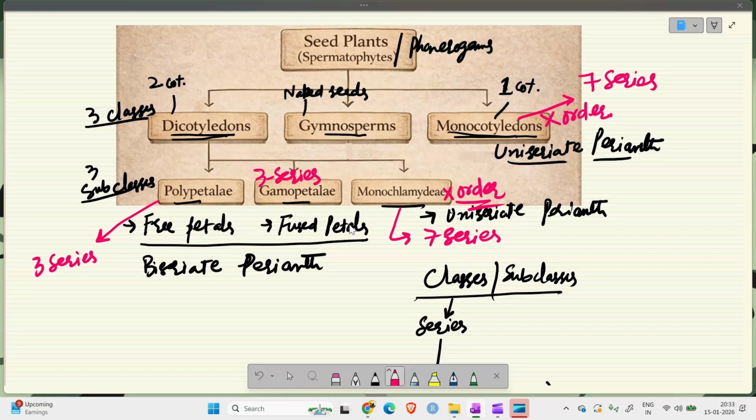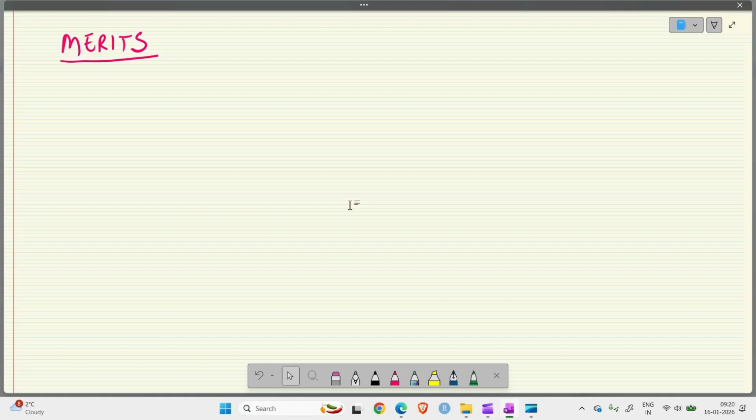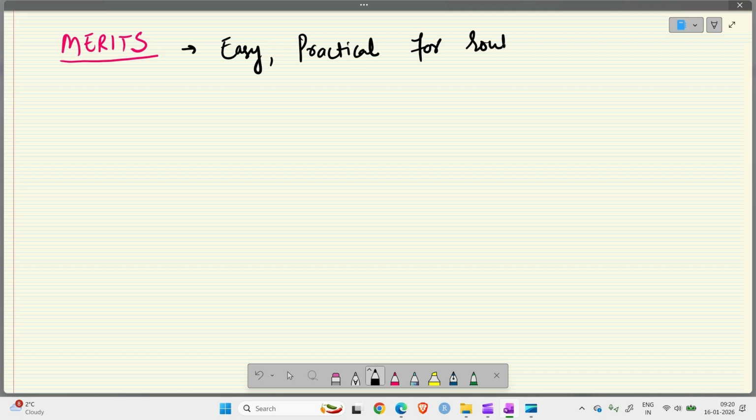Now we will look at its merits and demerits. First, we will look at its good news, the merits, and then its demerits. The first merit of this classification is that it's easy and has a good practical value for routine identification. Because of this practicality, this classification system is still used in various herbaria, like those of India.